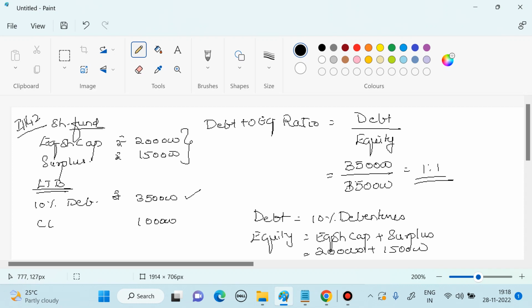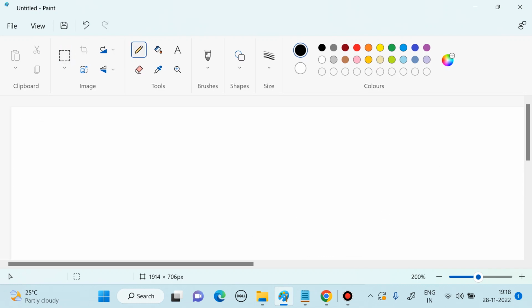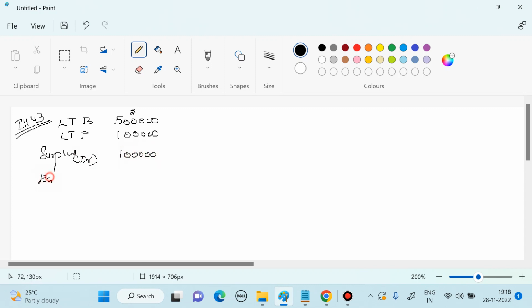Done? Very good. Now I've said the next question, illustration 43. Look at that question. There's something different here. Let's see whether anybody of you are able to identify it. Long-term borrowing has been given as 5 lakh rupees. Long-term provisions 1 lakh rupees. Surplus, that is balance in statement of profit and loss account DR, is 1 lakh. Then equity share capital 2 lakhs and general reserve of 2 lakhs.